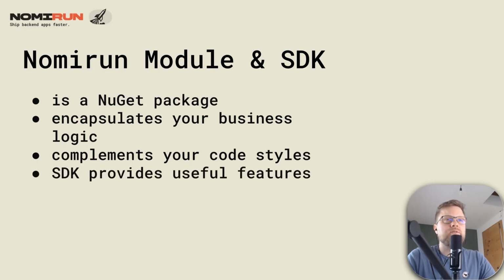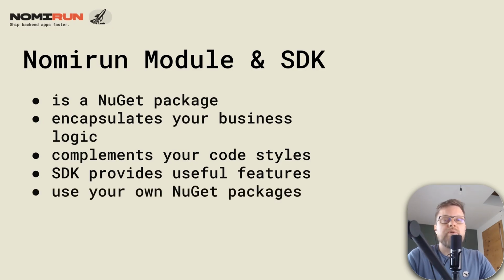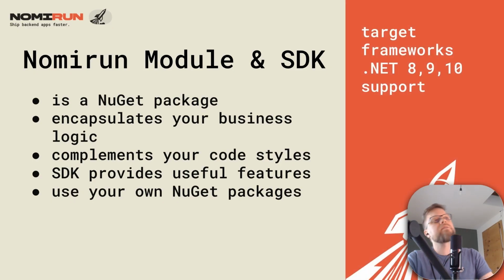Now, we also provide an SDK that comes with nice implementation patterns. You have journal store, you have interceptors and things like that. But you can also bring your own NuGet packages and reference them in a Nomirun module. The whole Nomirun stack runs on .NET 8, 9, or 10. So you can pick between those three.